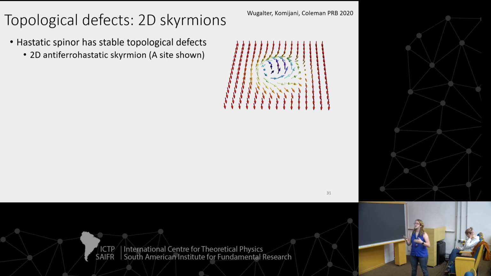And so this has stable, although not energetically favored, topological defects. So in 2 dimensions, you get a 2-dimensional skyrmion. Here I've sketched a picture. We have 4 sublattices, remember, that are staggered. I'm just showing you the spins on the A sites. So it's a little more complicated than this.